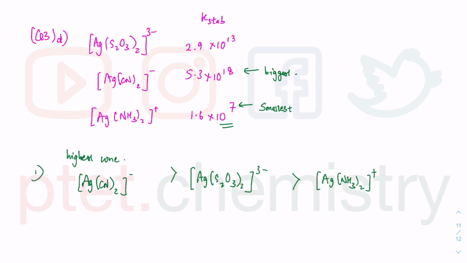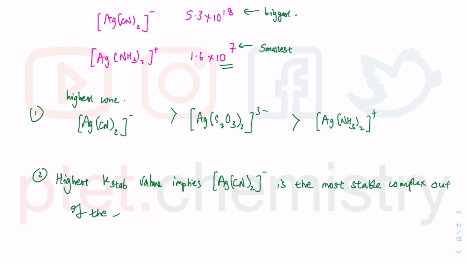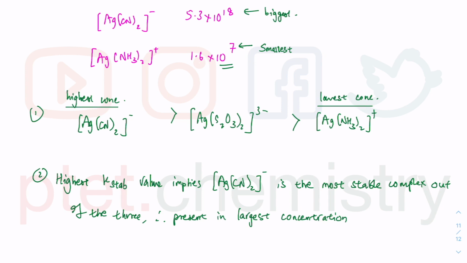Now they ask you to explain, so the highest K step value would imply the more stable complex. Highest K step value implies Ag(CN)2 minus is the most stable complex, and if it's the most stable complex out of the 3, therefore it is present in the largest concentration. And having said that, the one with the smallest K step will obviously be present in the smallest concentration, or in the question they said lowest concentration. That was how they label it. Okay, so that's the end of that 15-mark question number 3.